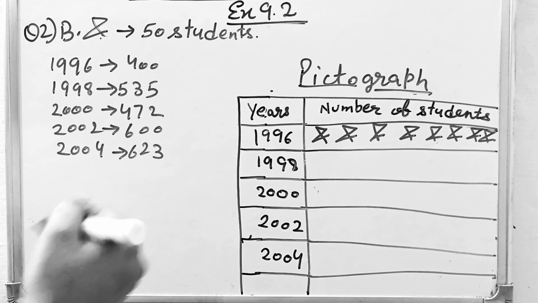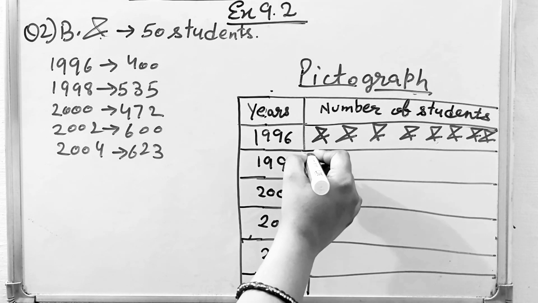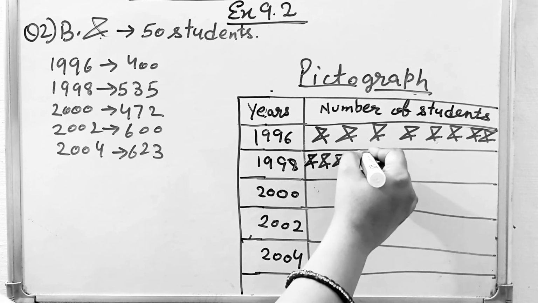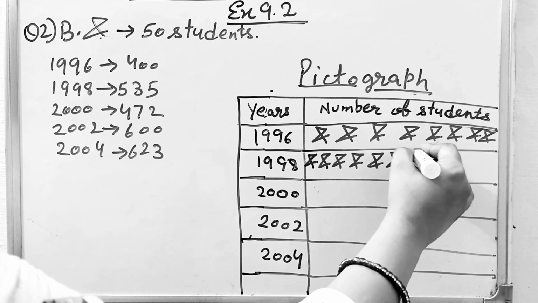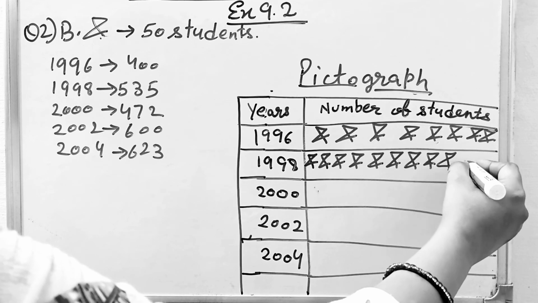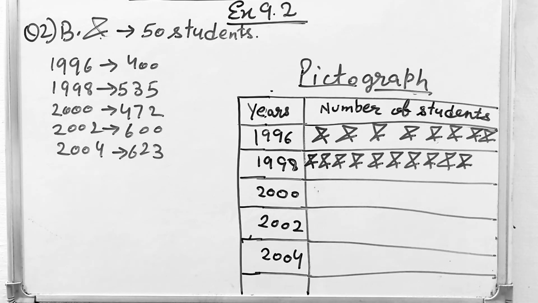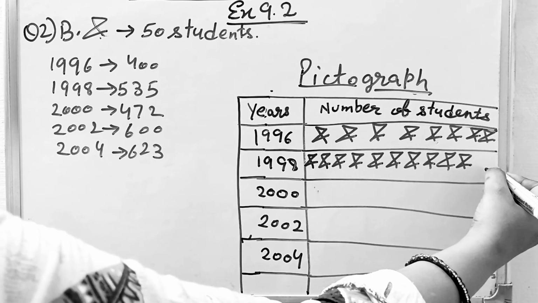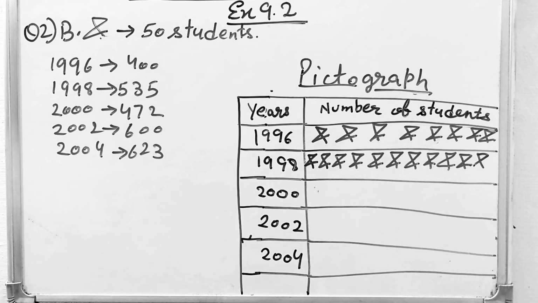For 535, we have to draw 10 such complete symbols. 1, 2, 3, 4, 5, 6, 7, 8, 9, 10. These 10 symbols represent 500 students. Now for 35, I will draw one incomplete symbol. This will be 35. Okay.